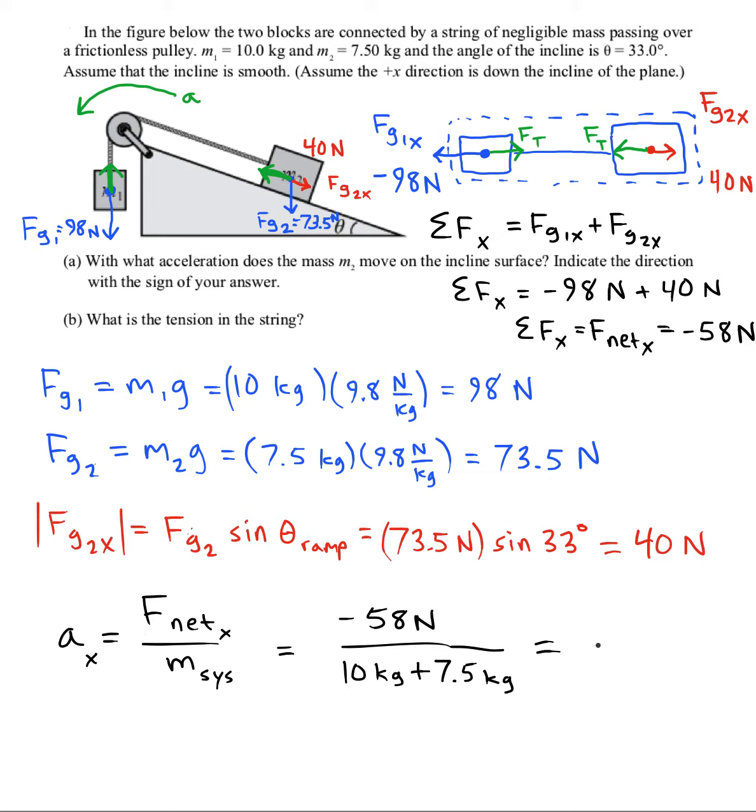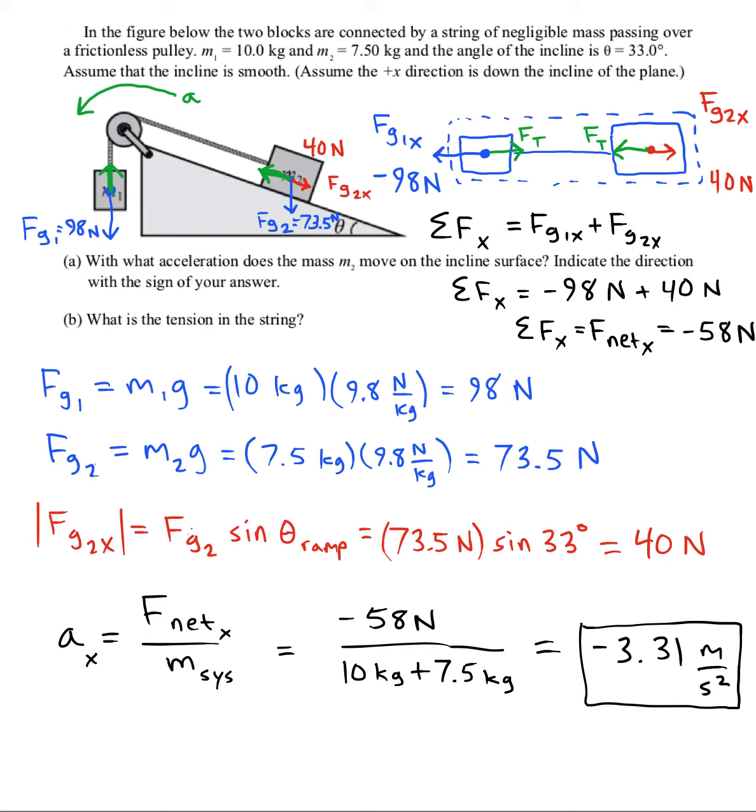It gives us a negative 3.31 meters per second squared. Now the negative indicates that our system is going to accelerate to the left. So that means M1 will go down. So M1's acceleration will be down and M2's acceleration will be up the ramp. And this will be our final answer here for A.